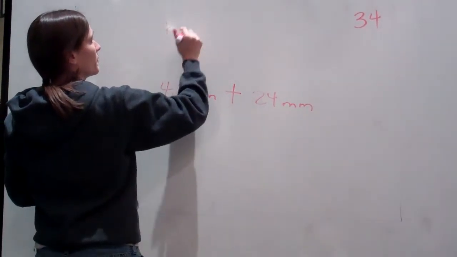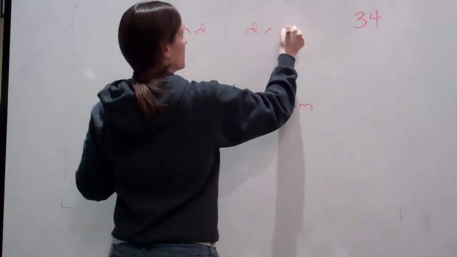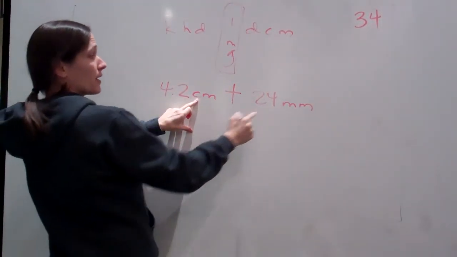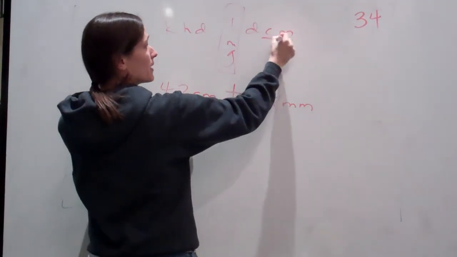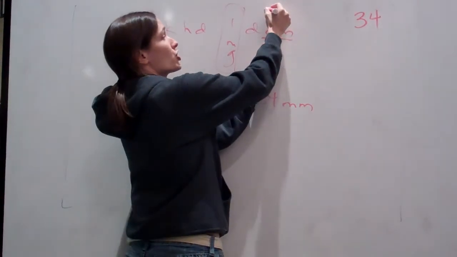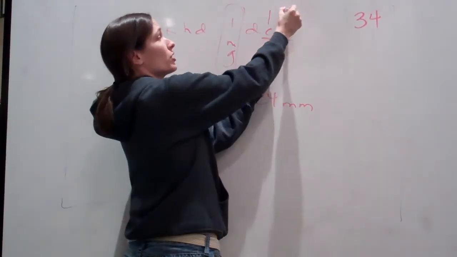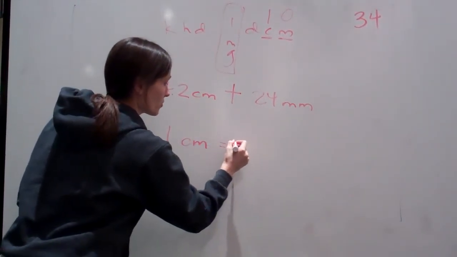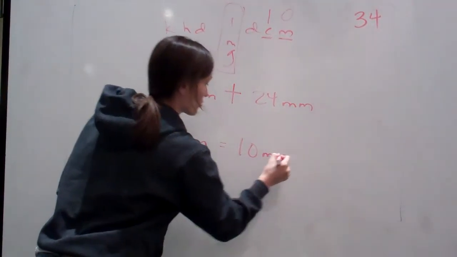Kilo, hecto, deka, meter, liter, gram, deci, centi, milli. Centimeter and millimeter. Which one is the farthest to the left? Centimeter. The centimeter is. So 1 centimeter equals 10 millimeters.